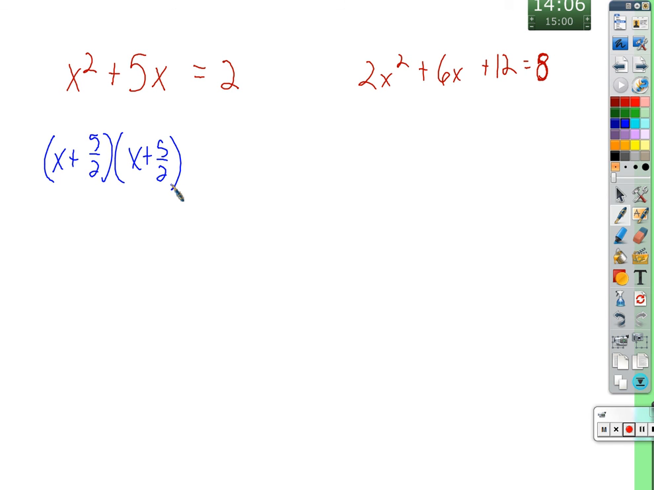Now, that's how we know we want it to factor. But if we multiply it out, we're going to have 5 halves times 5 halves. That's going to be 25 fourths, or 6.25, right? Then we need to add 25 fourths to the other side. So this is going to be 8 fourths. Get a common denominator there on the right side. So we get 33 fourths. It's not pretty, but it works.